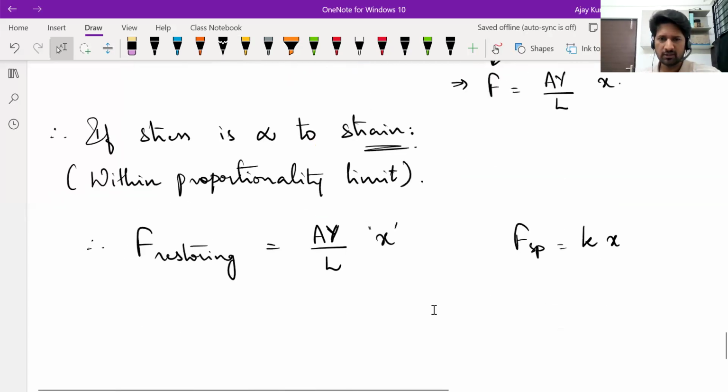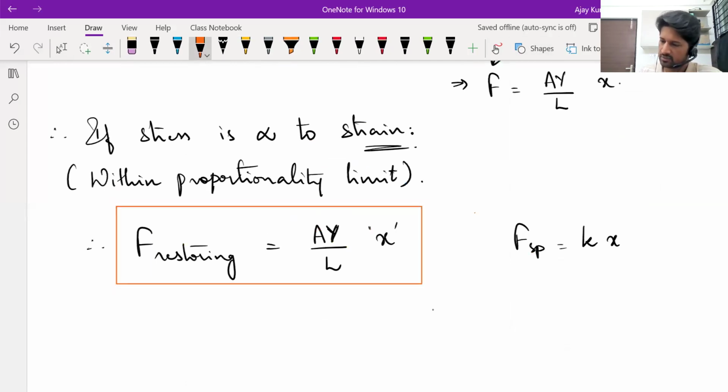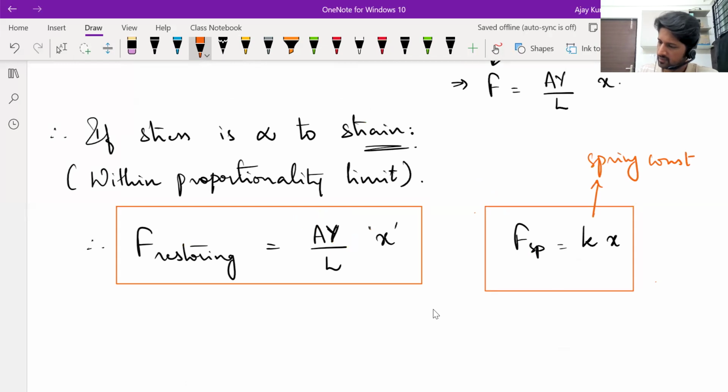Okay. So what we see here is that a stretched wire behaves very similar to a spring, stretched spring. Okay. The only difference is the proportionality constant. In case of spring, it's the spring constant K. In case of wire, K is replaced by AY by L. So you can say AY by L is equivalent to spring constant.